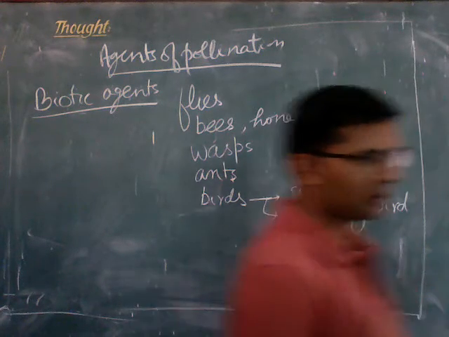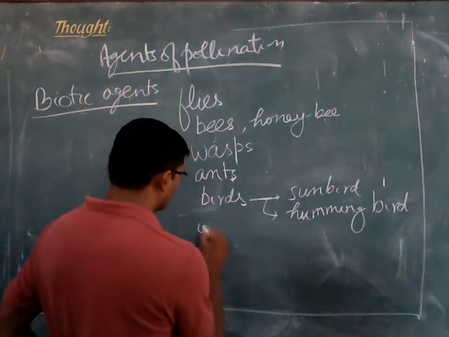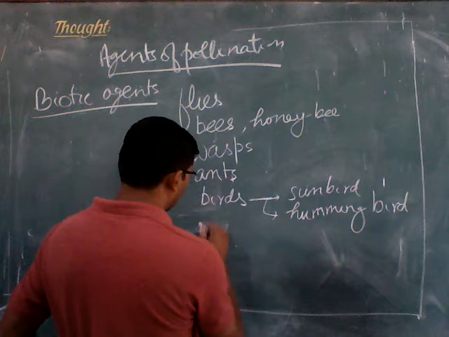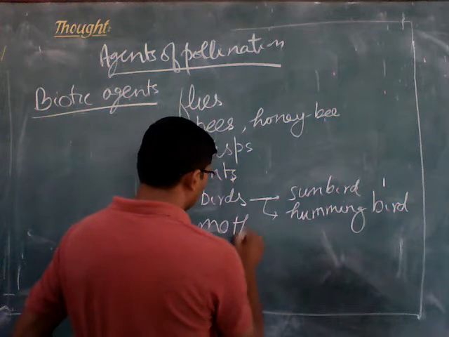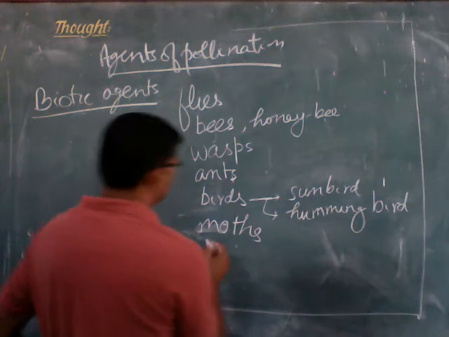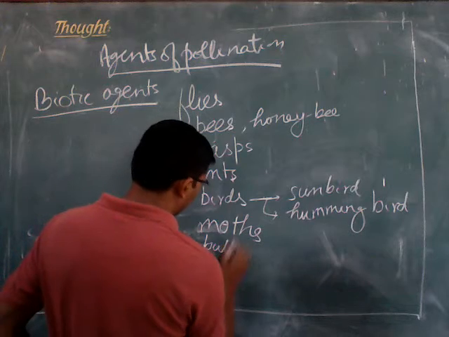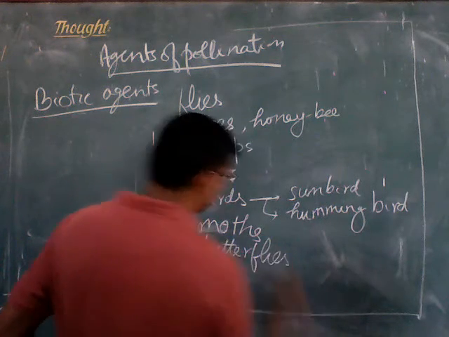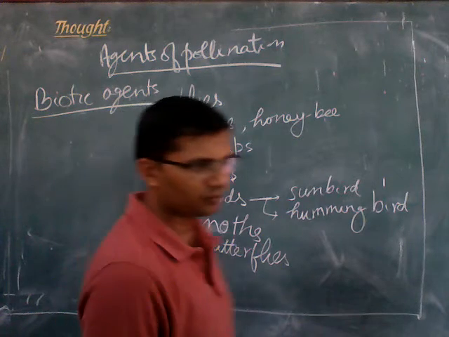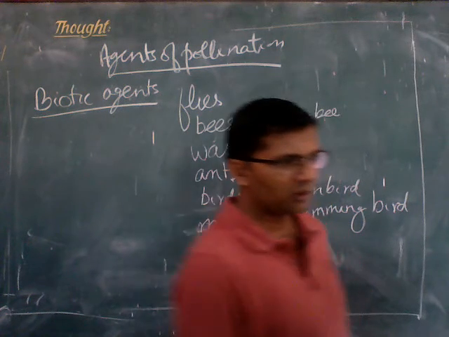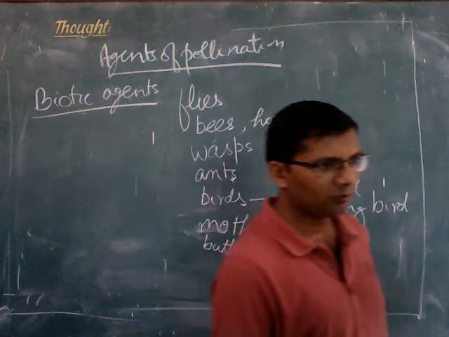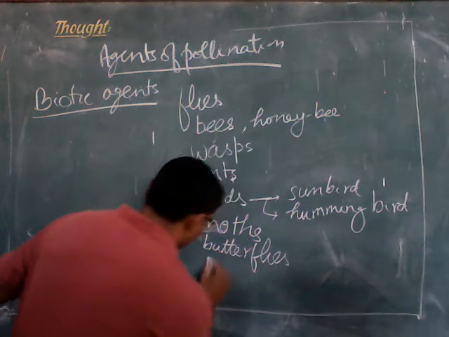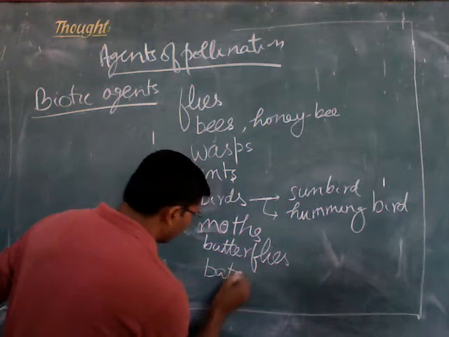Then there are several wasps. So now there are moths, right? Moths. Then butterflies. Butterflies also help in the pollination. Birds also help in several kinds.